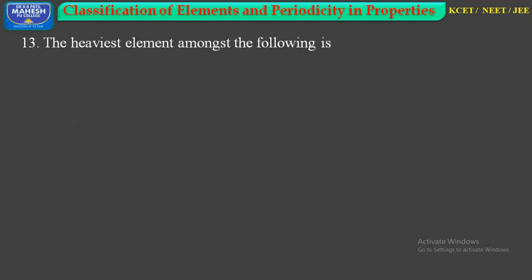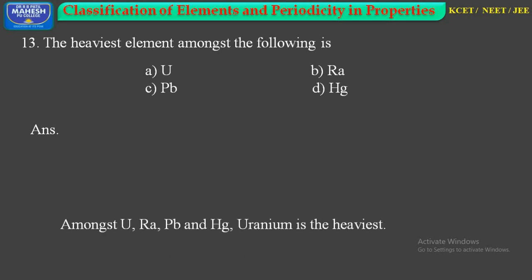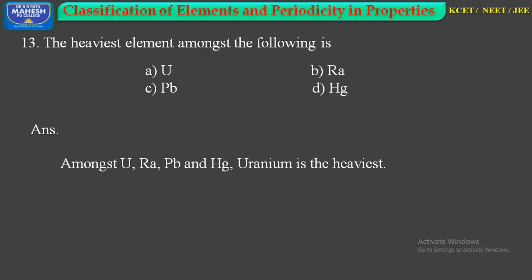The heaviest element among the following is option A, uranium, option B, radium, option C, lead, and option D, mercury. Students, among uranium, radium, lead, and mercury, the radioactive element, that is uranium, is the heaviest among all. So the right answer is option A, uranium.